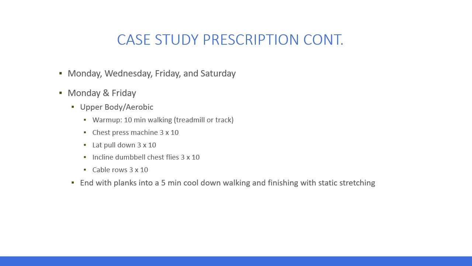Jen will start with a warm-up and then begin machine and free weights work. The exercises listed are compound movements and use many muscles at once. They also alternate between front and back of the body to ensure that there are no muscle imbalances. Each day will end with a core exercise such as planks and then a 5-minute walk, finishing with static stretching to work on flexibility.